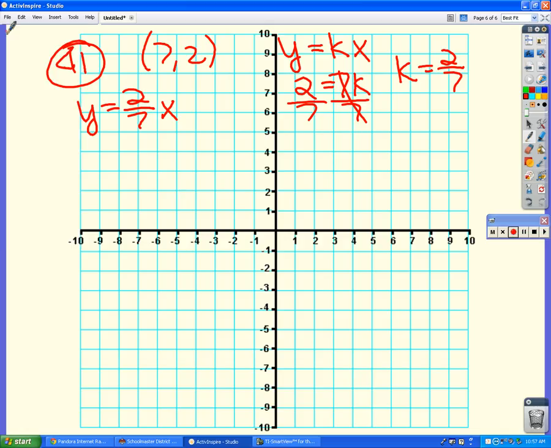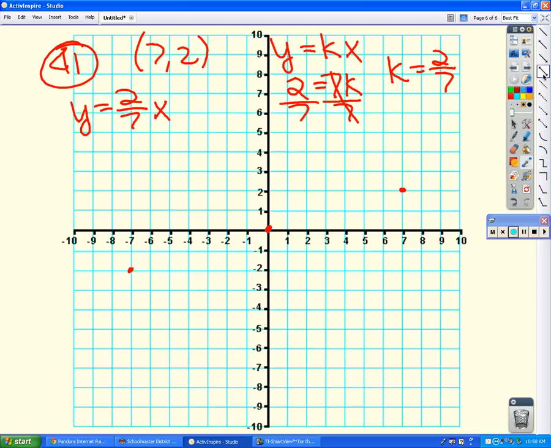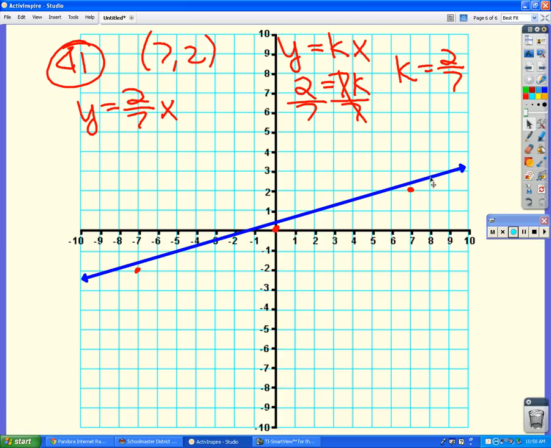All right, so I'm going to graph y equals 2/7 x. What's the y-intercept? 0. So put a dot at 0. What's the slope? Up 2 over 7. Up 2, over 7. Put a dot there. I'm going to go backwards and go down 2, back 7. And so there is my pretty graph that goes directly through all 3 of those.